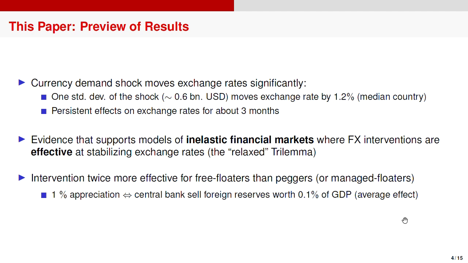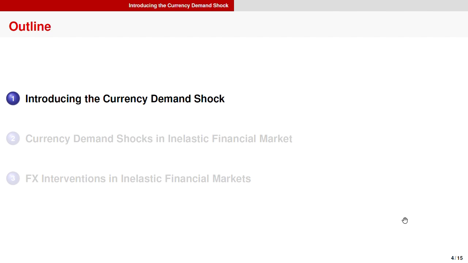All right, so the rest of my talk today is going to be divided into 3 blocks. Number 1, I will introduce the currency demand shock, our natural experiment, and hopefully convince you that our experiment is identified and exogenous. Secondly, I'm going to speak about the dynamics of exchange rates in the currency markets and their relation to the interest rate. And finally, I will show you a very brief model of inelastic financial markets and draw policy implications about foreign exchange interventions.